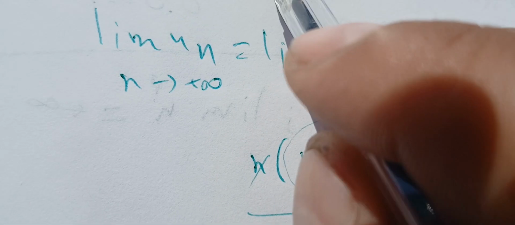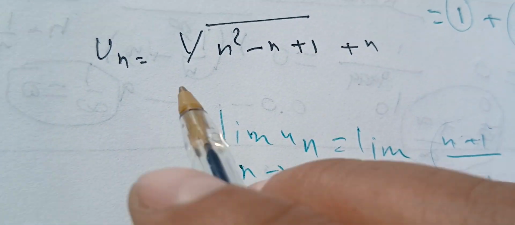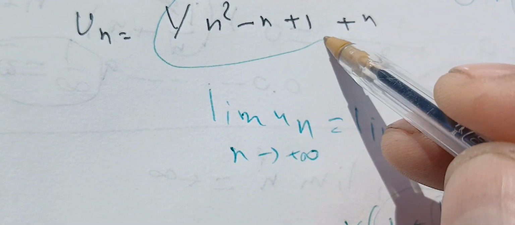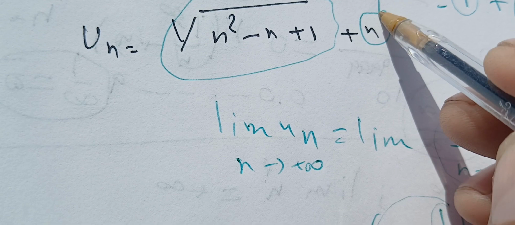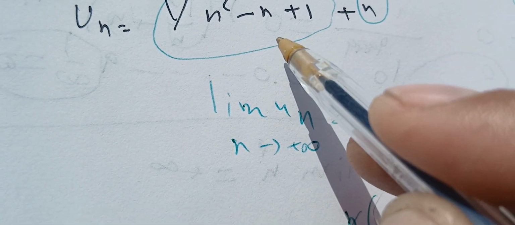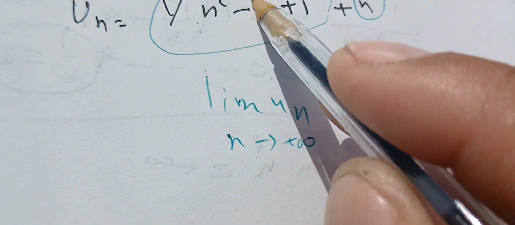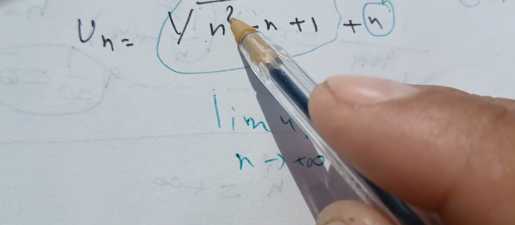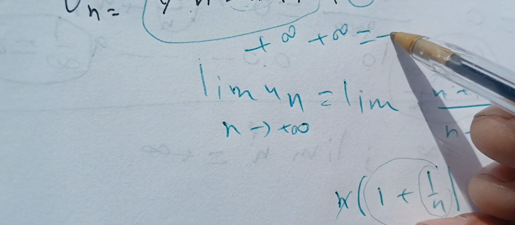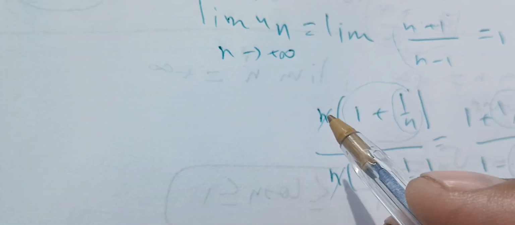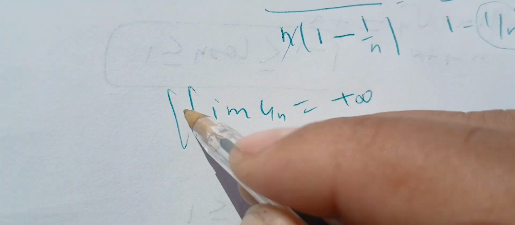The other one is this one here. We can think of this sequence as having two sequences, this one and this one. This one goes to plus infinity, and this one also goes to plus infinity, since this number gets bigger and bigger as we keep increasing n. So we have plus infinity plus plus infinity, which is plus infinity. So we say in this case the limit of un is plus infinity.